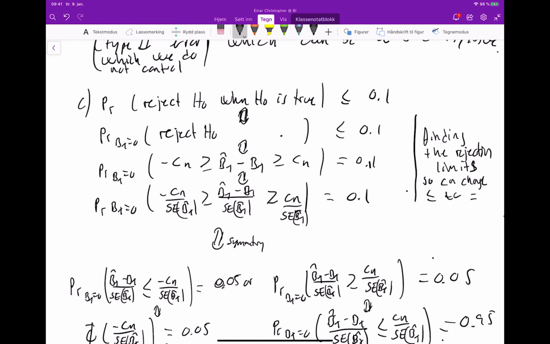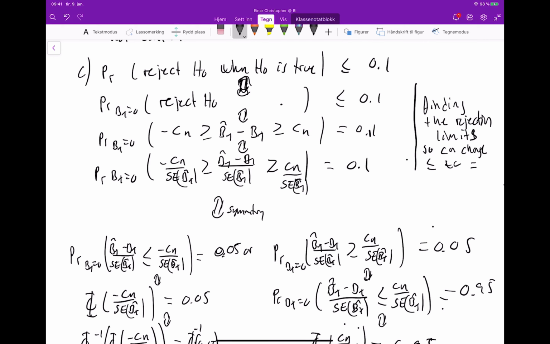And therefore, the probability of rejecting H0 when H0 is true should be less than or equal to 0.1. We know that from the assignment. We can then write this as the probability of rejecting H0 when beta 1 is equal to 0. That is the same as H0 is true. And this should be less than or equal to 0.1. And when do we reject H0? Well, that is when beta 1 hat minus beta 1 is less than minus a number Cn or bigger than a positive number Cn. So this difference must be pretty big. I could write 0 instead of beta 1, but I let beta 1 stand because I have shown that beta 1 is equal to 0 here.